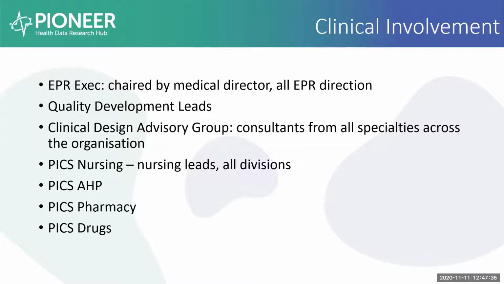So here we are, the executive chair at the top, the medical director, quality development leads who are doctors throughout the organisation. They all group up in a clinical design advisory group so that we can have an active discussion all the time about the design. And then across the nursing, they've also got their own clinical design advisory group from nursing leads across all divisions. Allied health professionals have their own. The pharmacy and drugs are controlled by pharmacy and drug groups as well. So you can see that a lot of people, a lot of end users are involved in this design. Next slide, please.